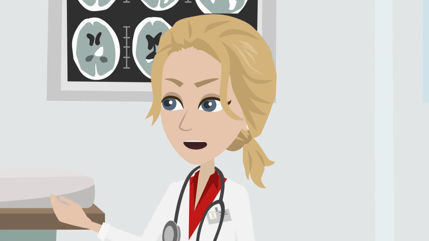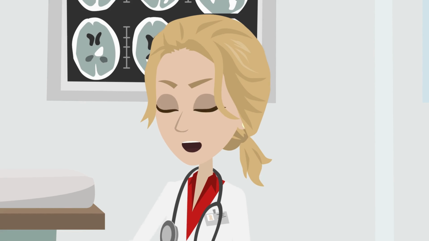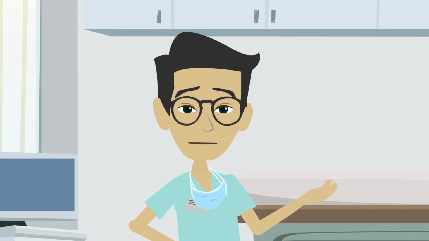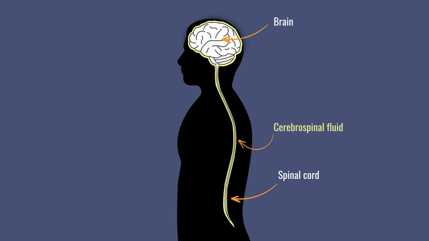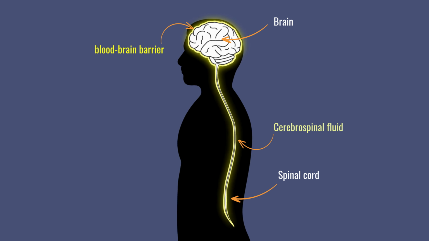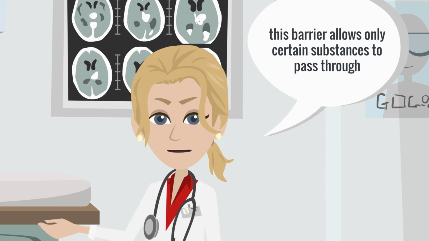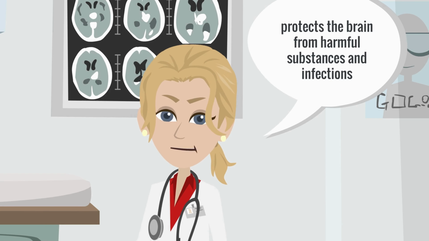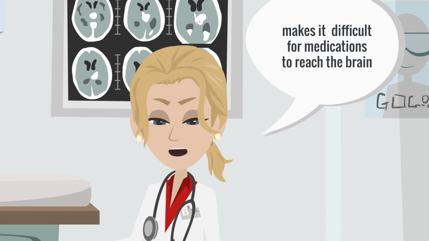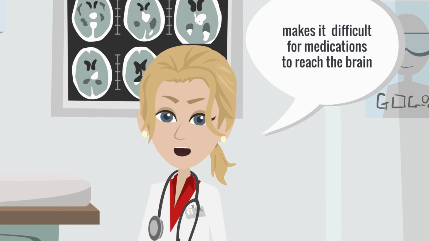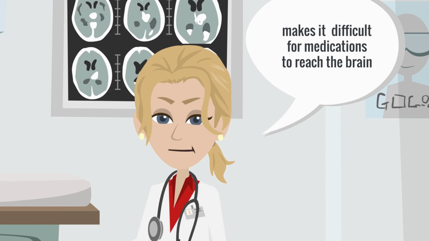Delivering a drug to the brain is not an easy thing, right, Dr. Mekbing? That's correct. Our bodies have a built-in security system to protect our brains. The brain and spinal cord are surrounded and safeguarded by cerebrospinal fluid, which is enclosed by the blood-brain barrier. This barrier allows only certain substances to pass through. It protects the brain from harmful substances and infections, but it also makes it difficult for many medications to reach the brain when taken orally or through regular injections.